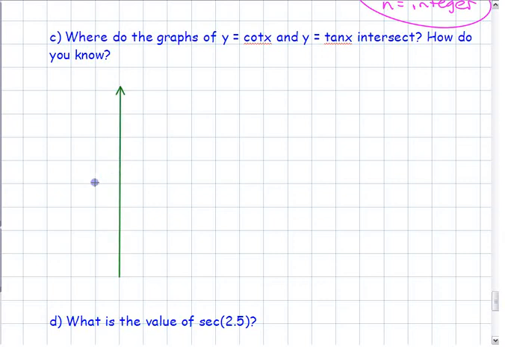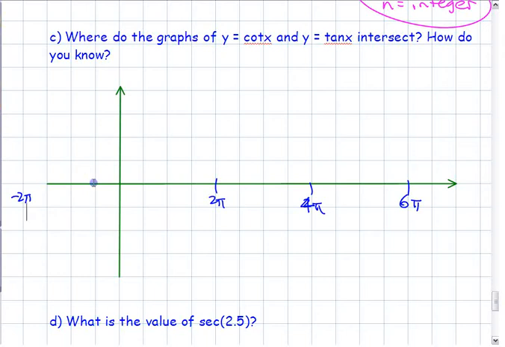Tangent graph. We need some asymptotes at where tangent is undefined. Let's make this 2 pi again. Same scale as before. Whoops. 4 pi and so on, right? 6 pi. We got negative 2 pi over here, if we're continuing that far this way.